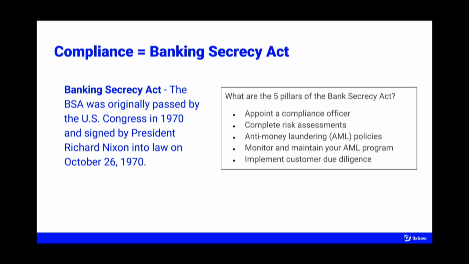Number 1, you need a compliance officer. You need a human being that's responsible for compliance for your project, your infrastructure. Number 2, you have to build risk assessments. You have to complete them. Number 3, you have to have policies and procedures related to anti-money laundering, AML. You have to maintain and monitor this program. And you have to implement customer due diligence, which is the equivalent of going to a bank and getting KYC'd, giving your driver's license, and so forth.